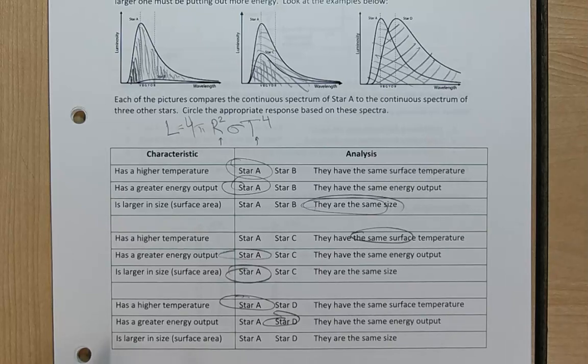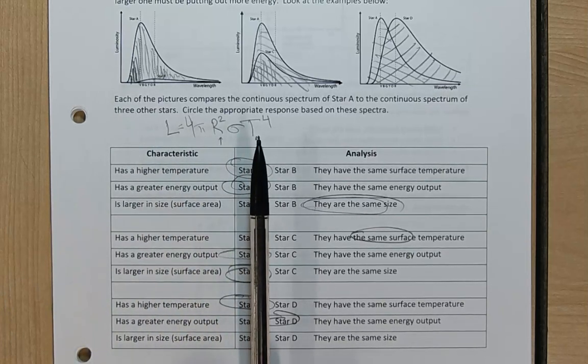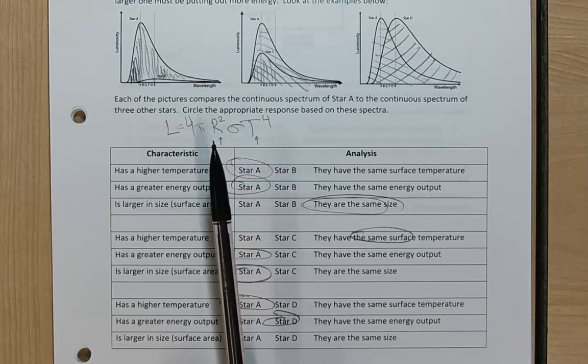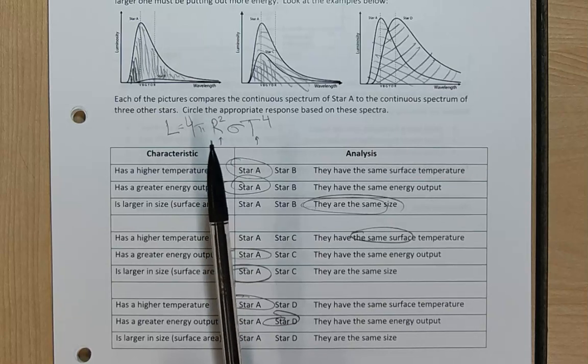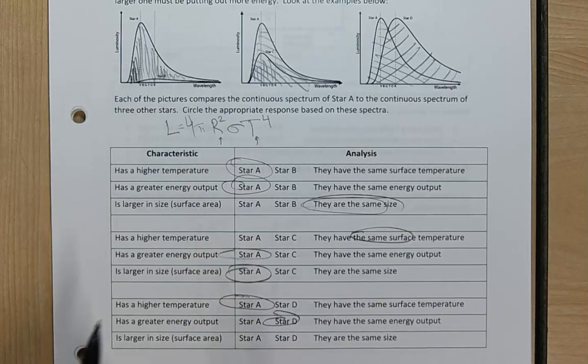So how can that be? How can star D be higher luminosity even though it's cooler? It must be a lot bigger. Star D must be a lot bigger than A so that it can be brighter even though it's cooler.